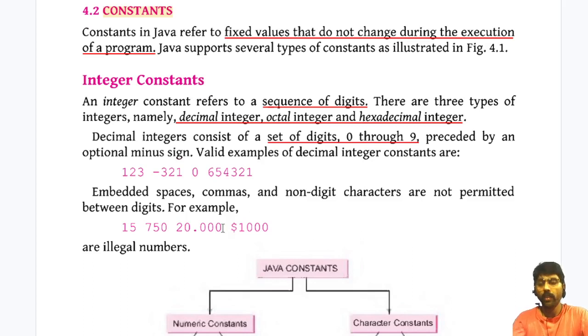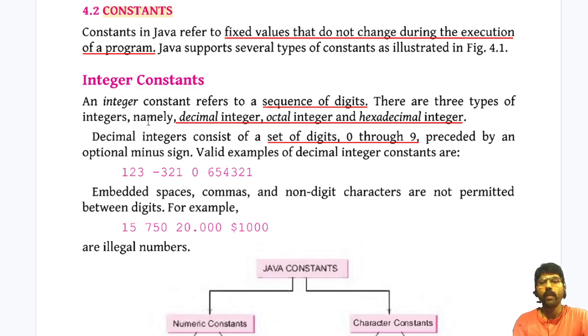Next one is called the constant. In Java, we have constants. We have a fixed value, and the constant value never changes during program execution. Once you create that constant in Java, the value is always the same throughout the program.